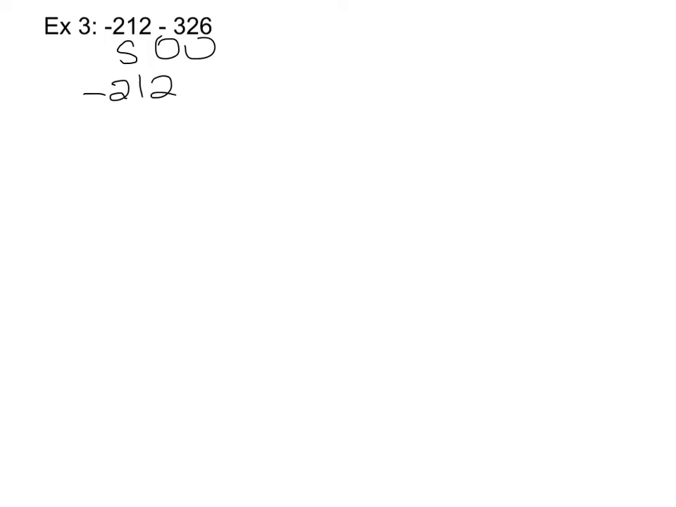The opposite of the minus sign is the plus sign. They're inverse operations. The opposite of positive 326 is negative 326. So before, where we read this as negative 212 minus positive 326, what we're saying is that that's equivalent to negative 212 plus negative 326.